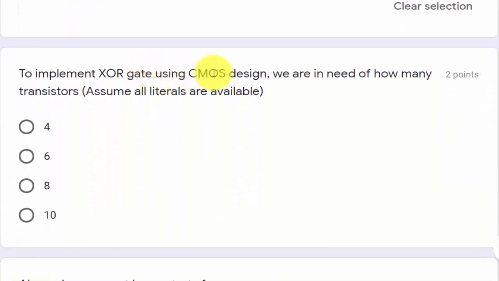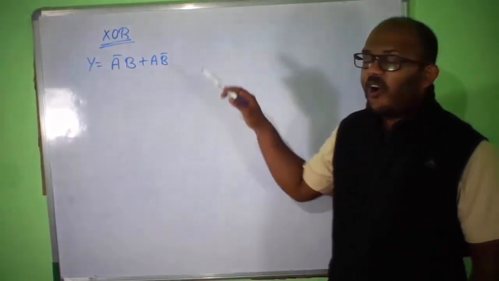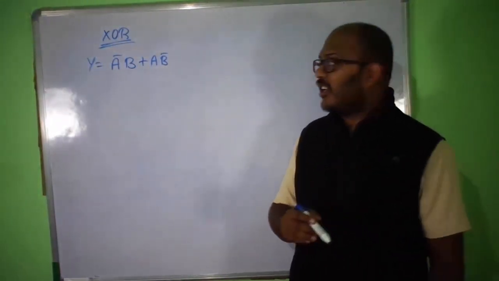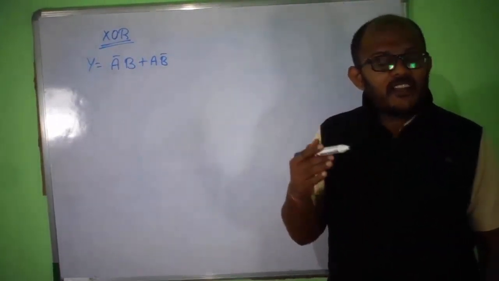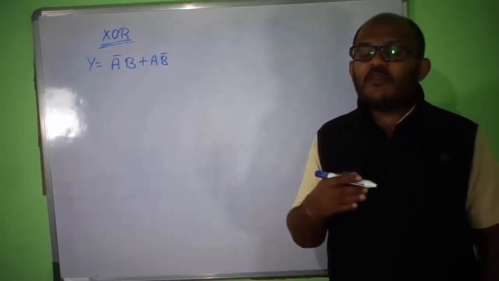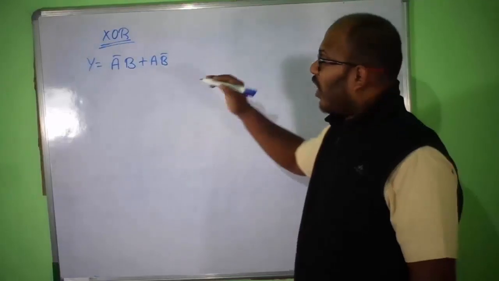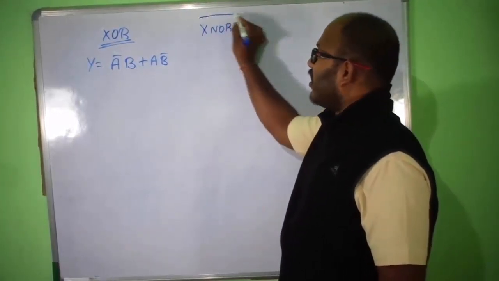To implement an XOR gate using CMOS design, how many transistors are needed? Assume all literals are available. 4, 6, 8, 10. In this question they are asking, in order to implement XOR, how many transistors are required in CMOS logic circuits? We know that in the case of CMOS, you will always get complementary functions. So in order to realize this XOR gate, I am going to make use of the XNOR complement.